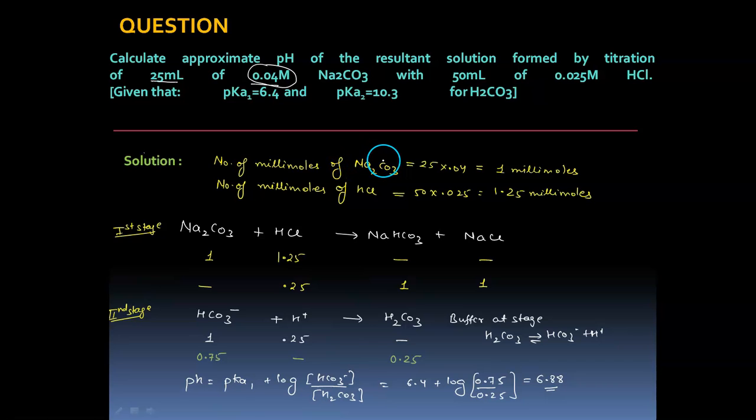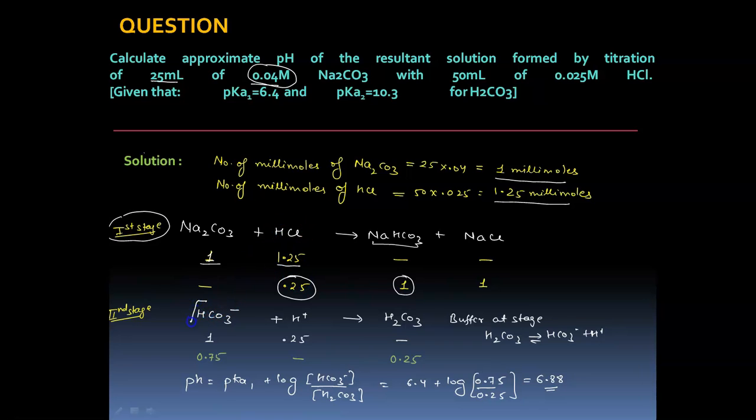So now when we have taken Na2CO3 concentration as 0.04, the number of millimoles of Na2CO3 is 1 millimole and that of HCl is 1.25 millimoles. For the first stage reaction, it is 1 millimole of Na2CO3 and 1.25 millimoles of HCl. After the reaction Na2CO3 is consumed. However, 0.25 millimoles of HCl is still left. At the same time, the salt NaHCO3 has been formed, which is 1 millimole. So the reaction can go to the second stage because we still have HCl.